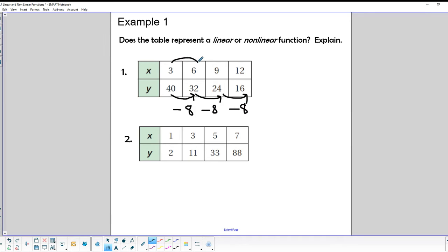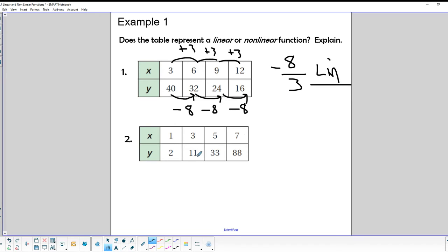How about the top? Change in x plus 3, change in x plus 3, change in x plus 3. So our slope on this particular one would be negative 8/3, which is a constant rate of change. So this one would be linear, right?